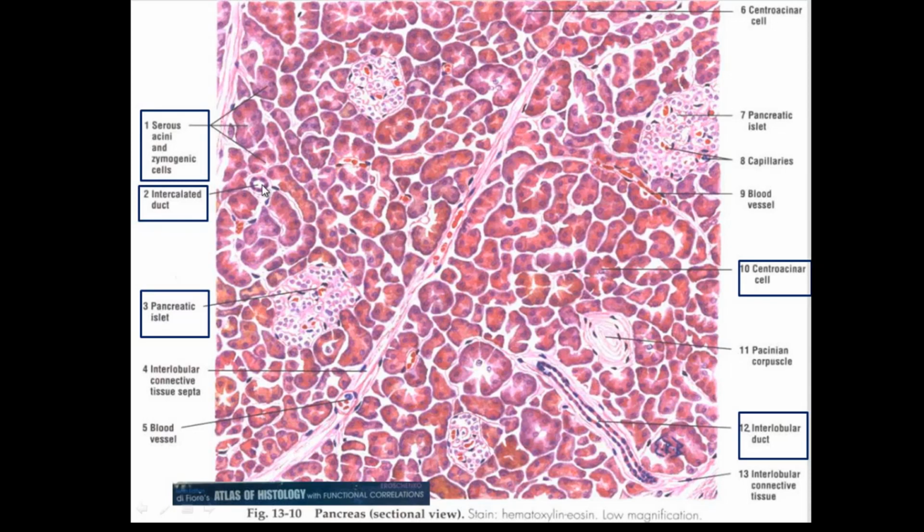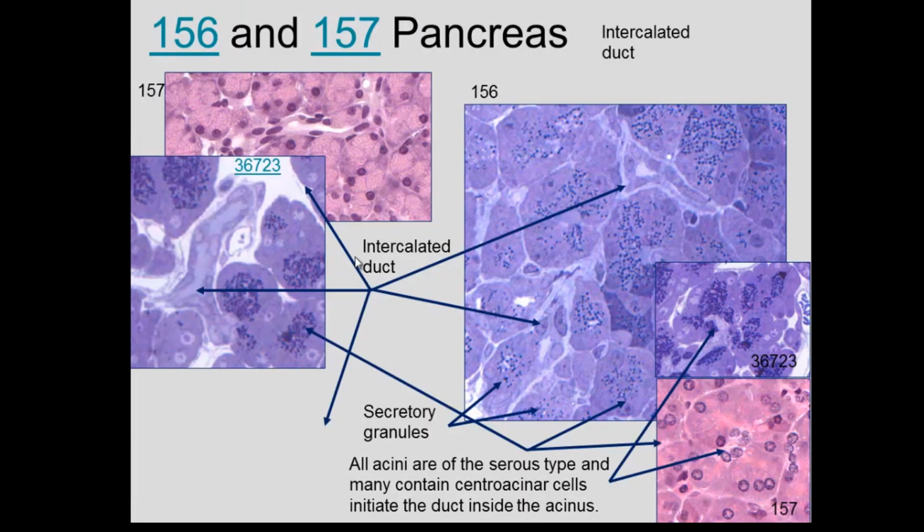And then the intercalated duct goes to an intralobular duct, and then an interlobular duct. But the intralobular duct, not shown here, is non-striated in the pancreas, because everything is isotonic. You're not producing a hypotonic saliva in the case of the pancreas. So here we can see the pancreas, the intercalated duct. It looks very similar to what we saw in the salivary gland. You see it here. You see one here, and you see one coming there.